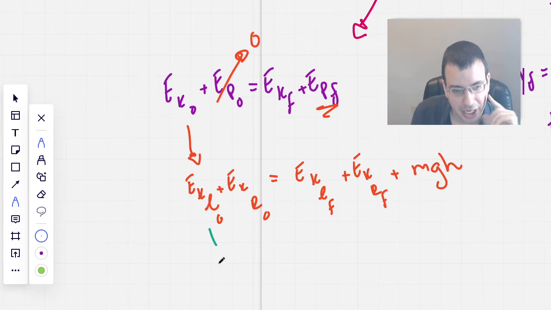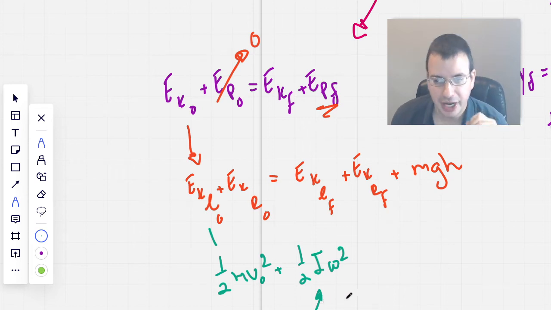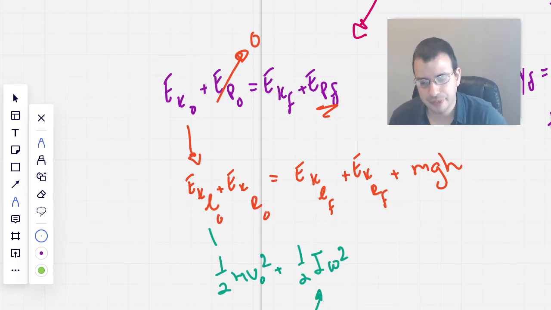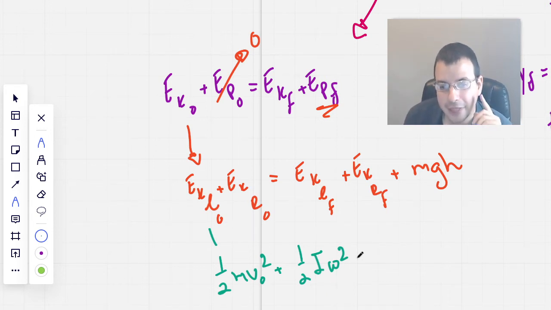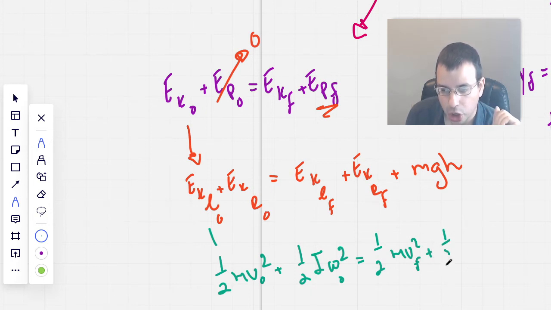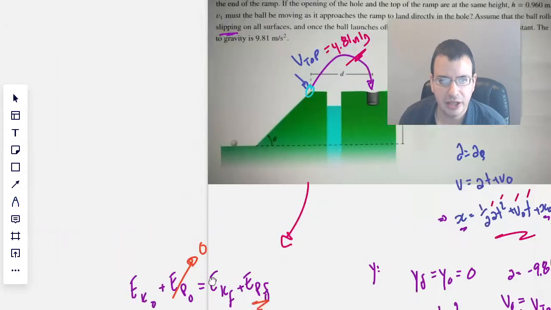You don't have to change colors every time. This is going to be 1/2 m v initial squared. Rotational, it's going to be 1/2 I omega squared, where I is the moment of inertia. I think we're talking about a ball here, which I'm going to assume is a sphere, and this is its angular velocity. This is going to be both initial. Then we're going to have 1/2 m v final squared plus 1/2 I omega final squared plus mgh. And so what we're looking for is this value right there.